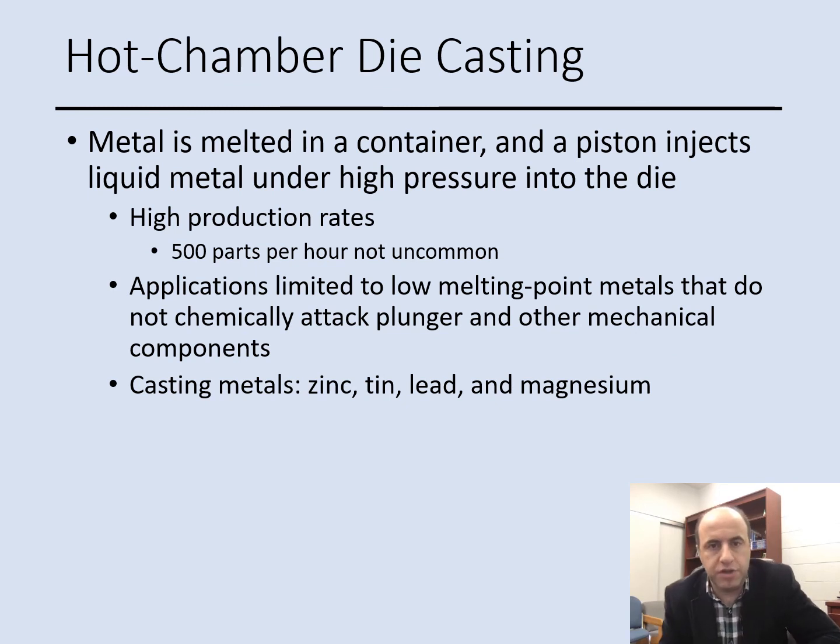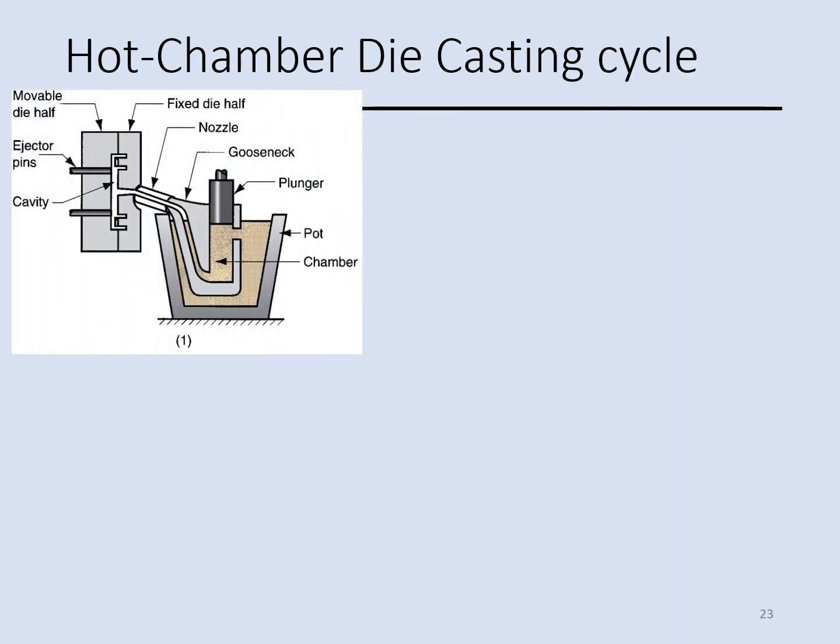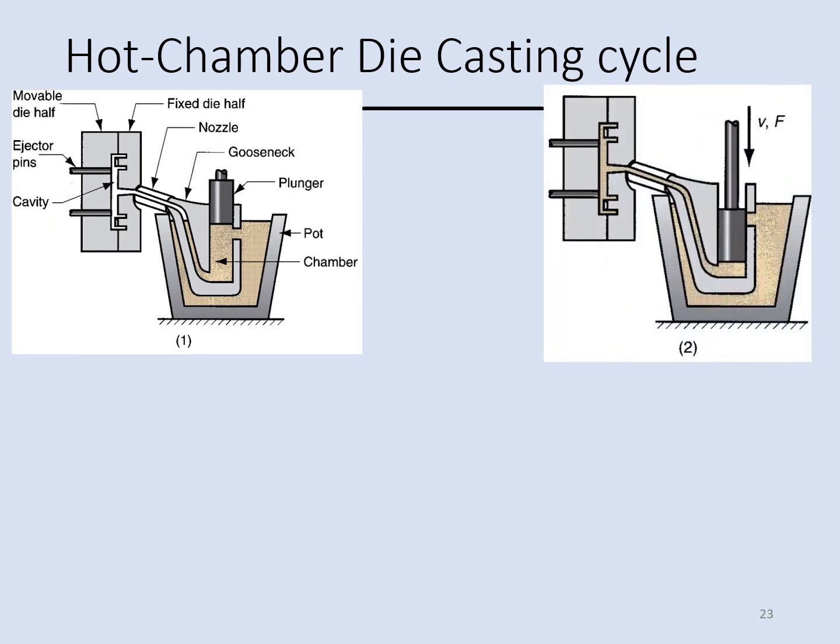In hot chamber die casting, the metal is melted in a container, and a piston injects the liquid metal under high pressure into the die. The production rate can be about 500 per hour. The application is limited to low melting point metals, and some of the casting metals are zinc, tin, and magnesium. And here is the process, as you see in this picture.